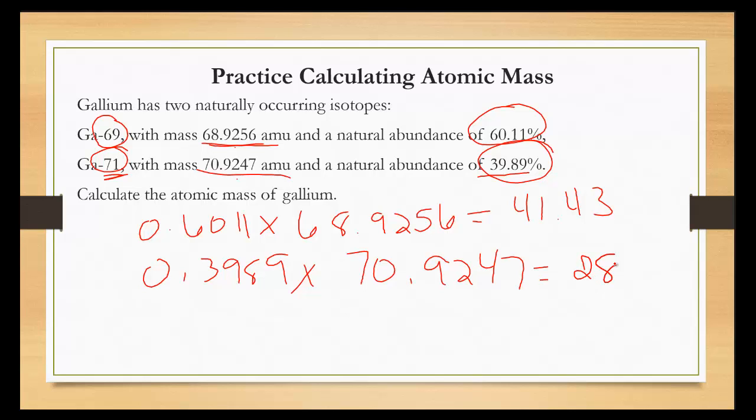I now add these two numbers together to get 69.72 AMUs. Notice that our two options are 69 and 71 for the isotopes. Because there's more of the gallium-69 in natural abundance, the actual answer is going to be closer to it.